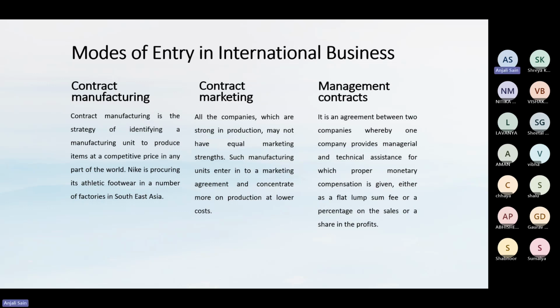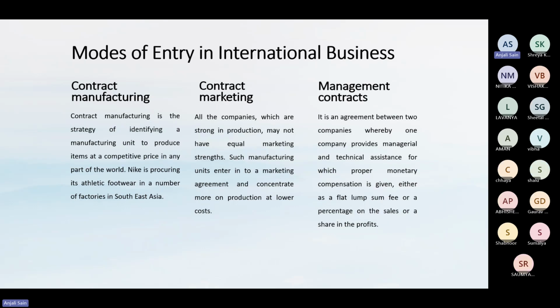Then there is contract marketing. In this, it's a little similar to contract manufacturing, but in this, firms are not outsourcing their manufacturing activities. In this, they are outsourcing their marketing activities. All the companies which are strong in production may not have an equal marketing strength. Such manufacturing units enter into a market agreement and concentrate more on production at a lower cost. In this case, companies are doing their manufacturing themselves, but they are outsourcing their marketing activities.